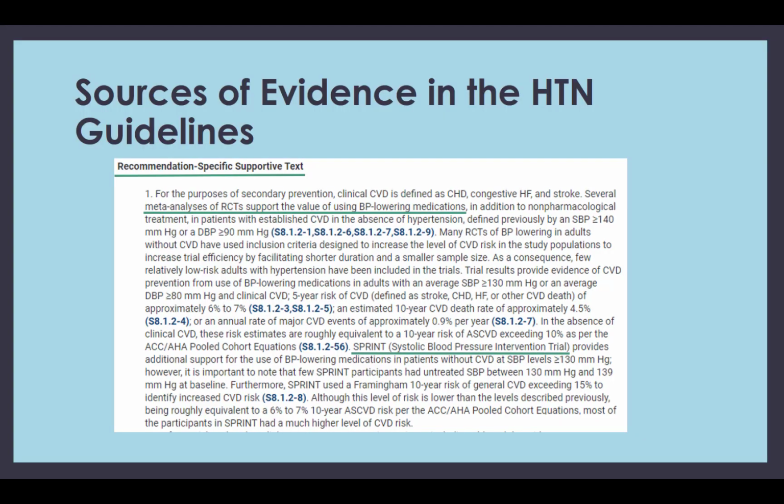Okay, so I'm not going to go all the way into this, but again, take a look at the methodology section in the hypertension guidelines that's posted and get a feel for how they build guidelines and how they're laid out. You can see in the top section here the recommendation-specific supportive text. This is under a specific recommendation in the guideline, and you can see they put high value or high emphasis on meta-analyses of RCTs because that is the highest quality of evidence.